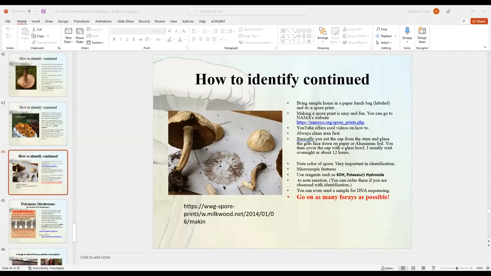Let's see what this worksheet is. Yeah, we don't want to go there. We don't want to go there because we're going to lose it. Let's go back to the PowerPoint. Well, that one's over.